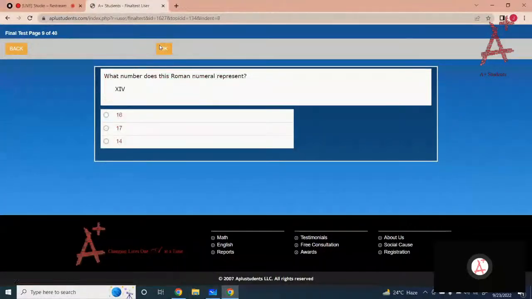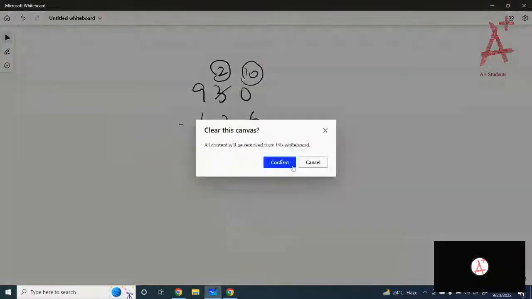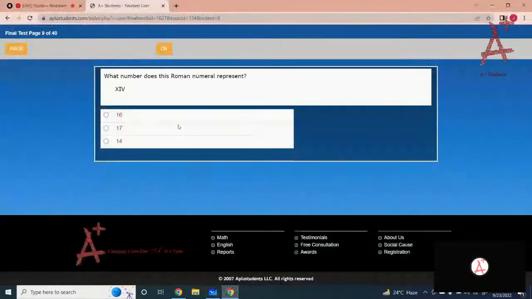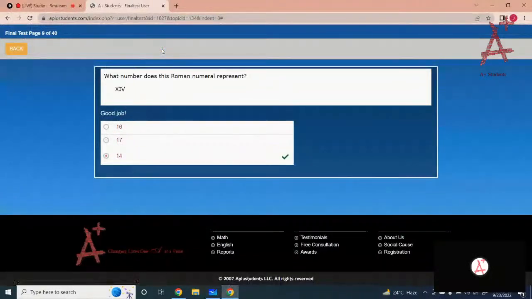Okay, what number does the Roman numeral represent? Which number is it? X, IV. X is for 10 and IV is for 4. So 10 plus 4 makes 14. So it represents 14. Got it? So select the correct option and click on the OK button.